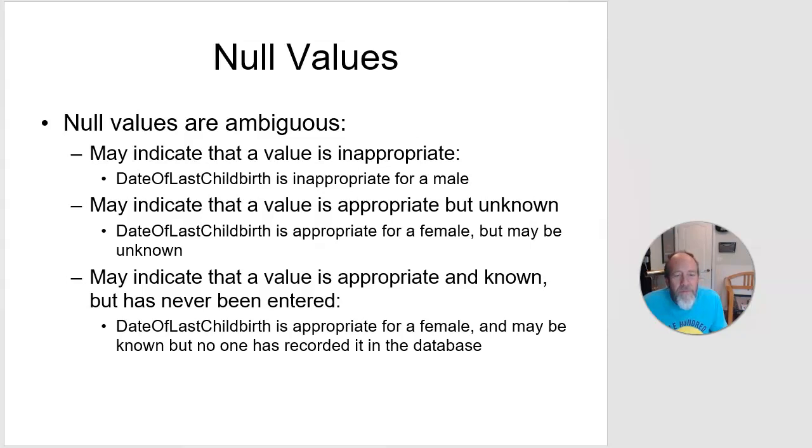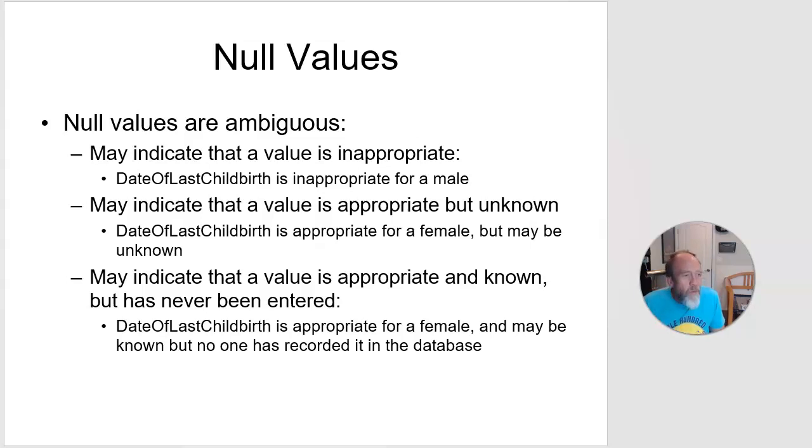See what I'm saying with this? When you're doing queries, you want to know what a value means in the data. So when you do a query where you say date of last childbirth equals null, and you're going to say, well, that's going to tell us how many women we don't know the date of last childbirth, and you've got a bunch of men in there with it null, it's not going to give you what you think it's going to give you.